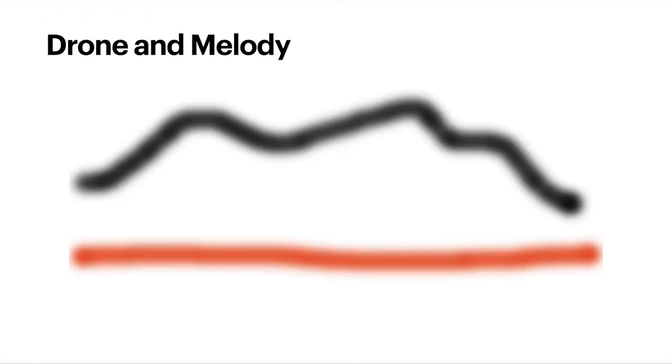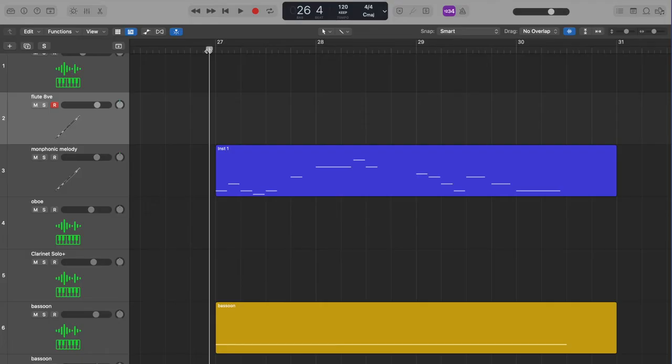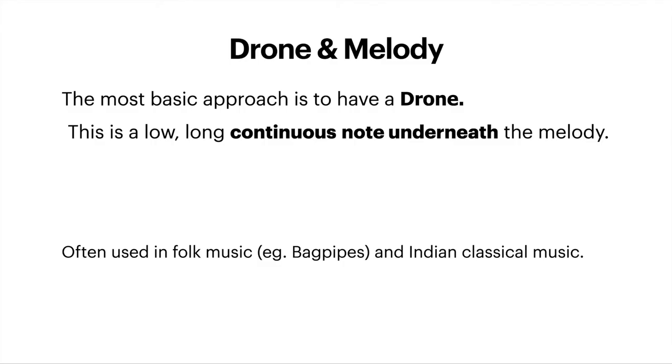The simplest is just to have a drone and a melody. A drone is just one note which plays for a long time and doesn't change. Here is an example where we have our flute melody and the bassoon is doing a long drone. So a drone and a melody has two distinct lines. One line has the melodic interest, the other just provides a background to support it.